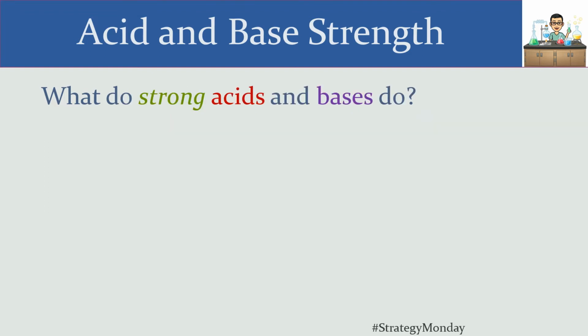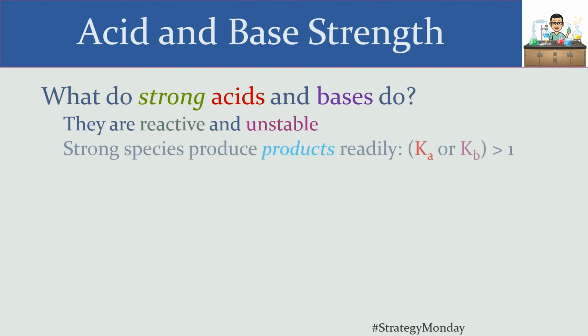Now, how do we determine when we have a strong acid or a strong base? What does it mean to be a strong acid or a strong base? Well, the strength moniker has to do with how reactive the acid or the base is. So strong acids and strong bases are reactive and they're very unstable. So what does a strong species do? Well, it makes products really readily.